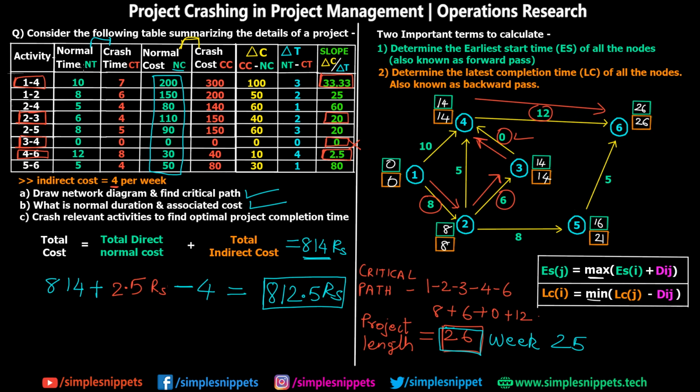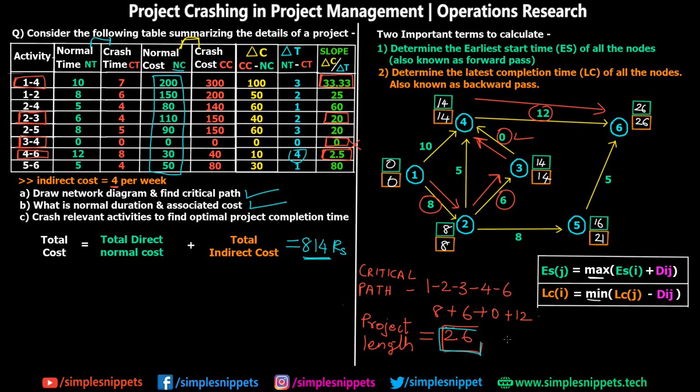So in the table it is given that it normally takes 12 weeks, but we can crash it till 8 weeks, which means that we can crash it by 4 weeks, right? So what we'll do is we'll crash this entire activity, that is 4 to 6, by 4 weeks. Okay. So when you crash activity 4 to 6 by 4 weeks, the total time is going to be reduced from 26 weeks to 22 weeks, right?